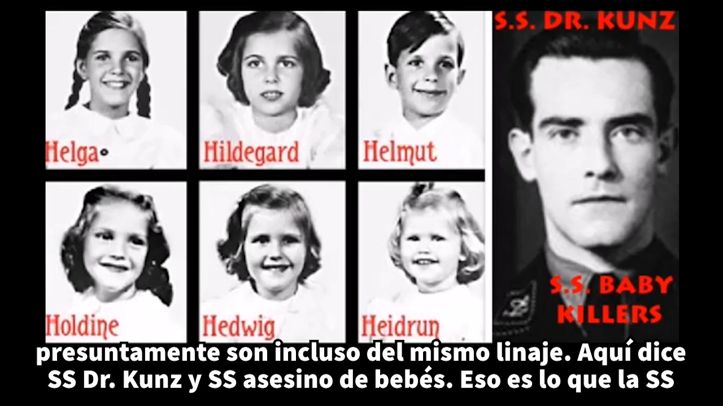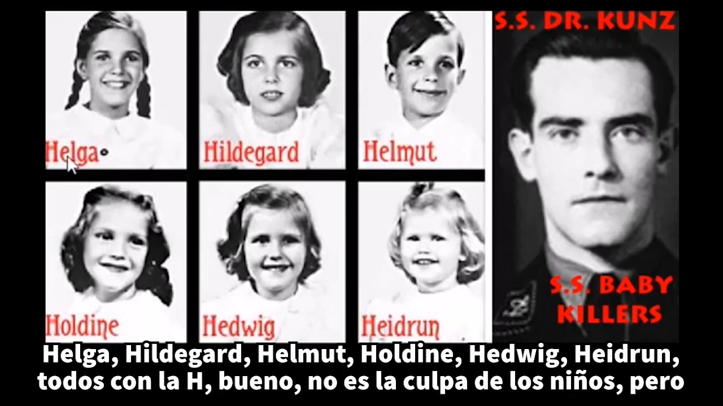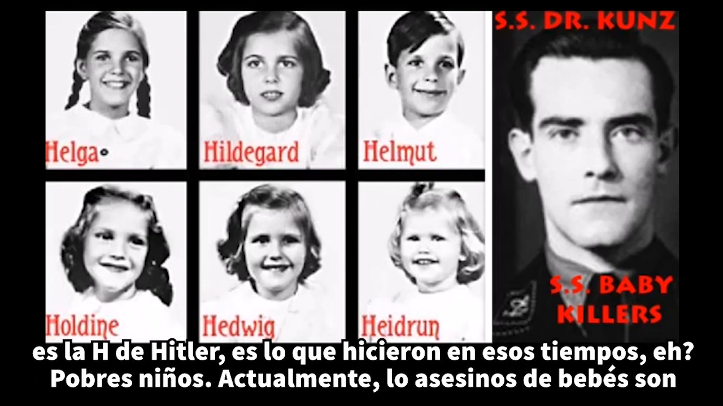So it seems very much we're dealing here with the very same Kunz practices, and probably and presumably even the same bloodline. So here it says SS Dr. Kunz and SS baby killers. That's what the SS did. A lot of jaywalker babies, that is. So here are the innocent Goebbels children. They look lovely, I must say. Helga, Hildegard, Helmut, Holdine, Hedwig, Heidrun. They're all with an H, probably. Well, it's not the children's fault, but the age of Hitler. That's what they did in these times, eh? Poor kiddies.